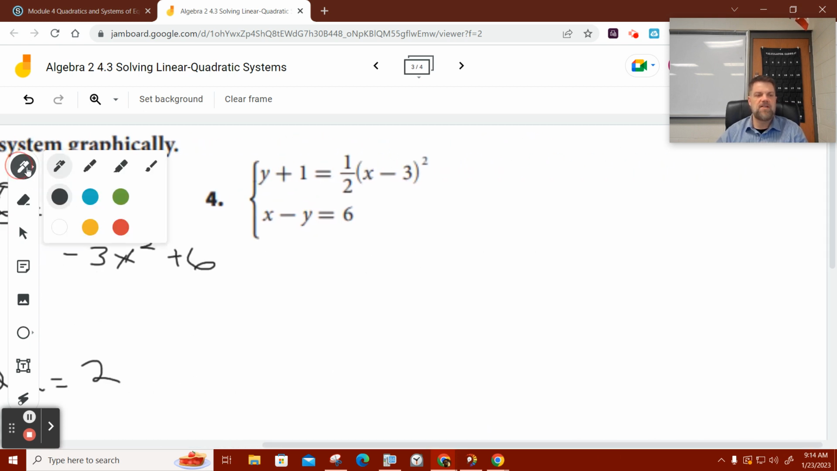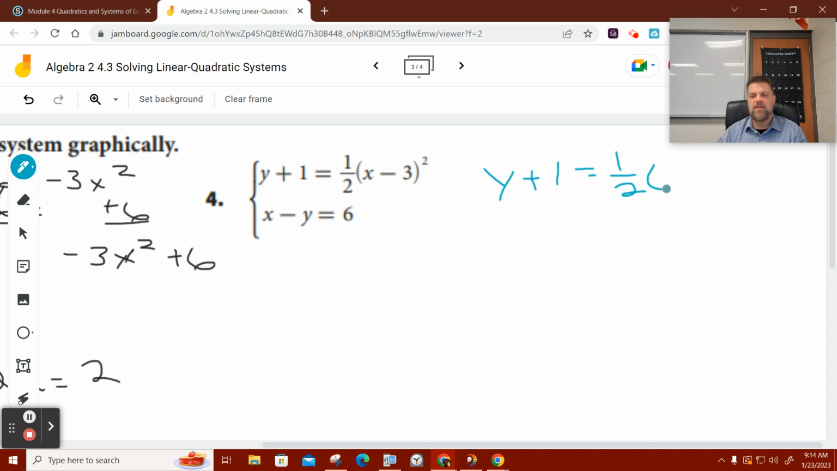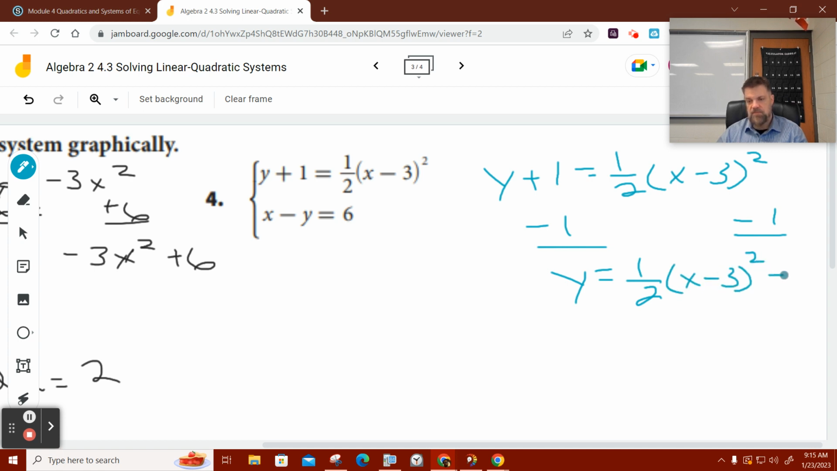So, same thing here. If I say y plus 1 is equal to 1/2 times the quantity x minus 3 squared. What's the opposite of adding 1? Yeah, subtracting. So I'm just going to subtract 1. Now here's a nifty little trick. We're not being asked to solve anything. We're just being asked to graph. So we could actually leave it like this and graph it.